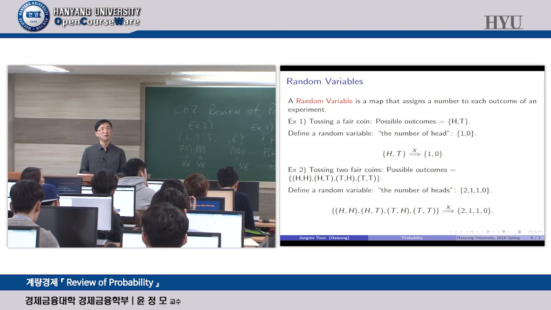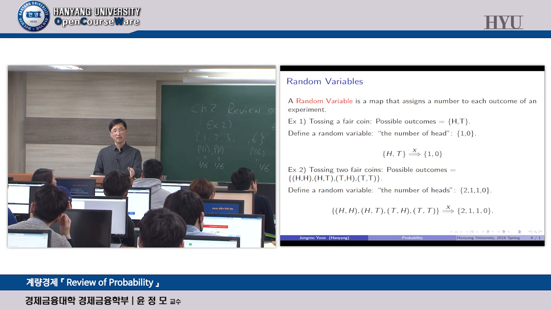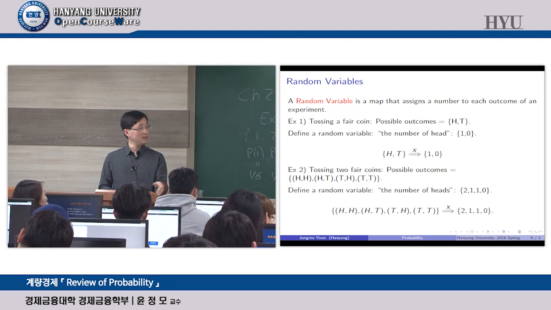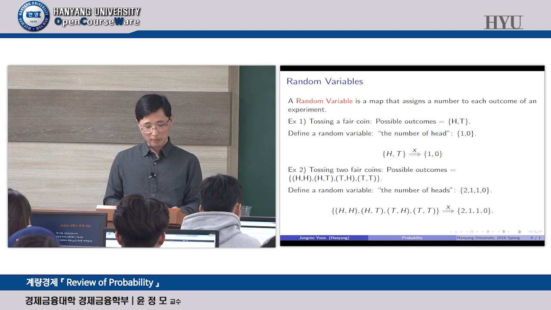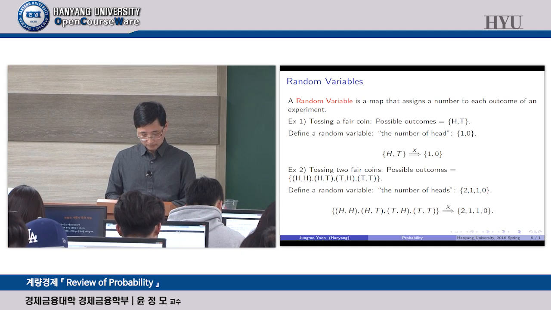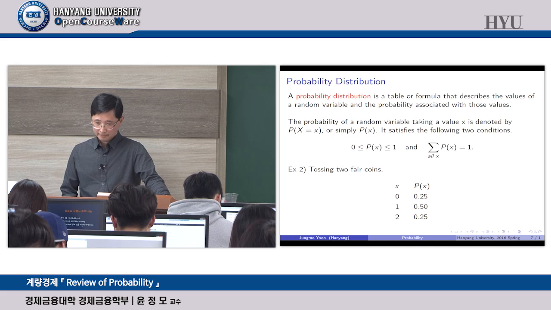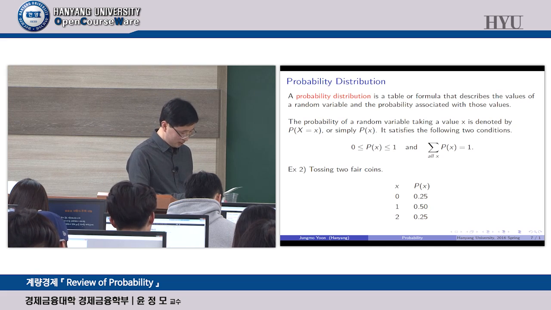So why do we want to do that? It's simply because when you have numbers, you can easily manipulate them. You can add them, you can divide them, you can subtract them. It's harder to manipulate things like TT or HH. So we like to make things more convenient. So that's the second thing that you have to know about probability.